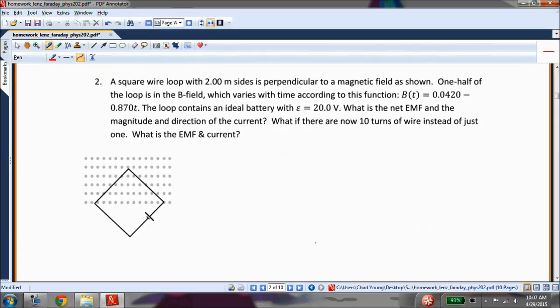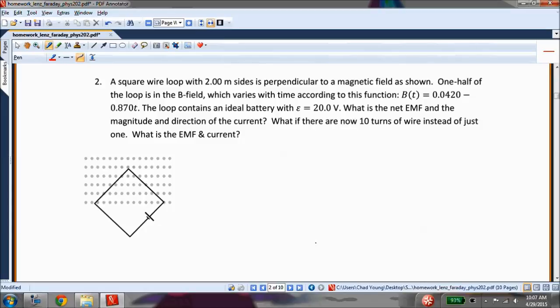A square wire loop with 2 meter sides is perpendicular to the magnetic field as shown. Half of the loop is in the B field, which varies with time according to this function, and the loop contains an ideal battery with EMF equal to 20 volts. What is the net EMF, and the magnitude and the direction of the current?